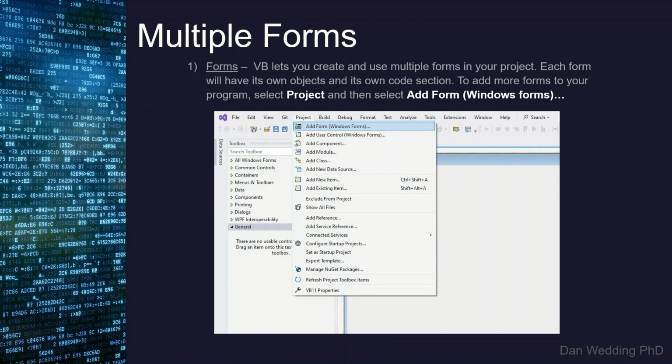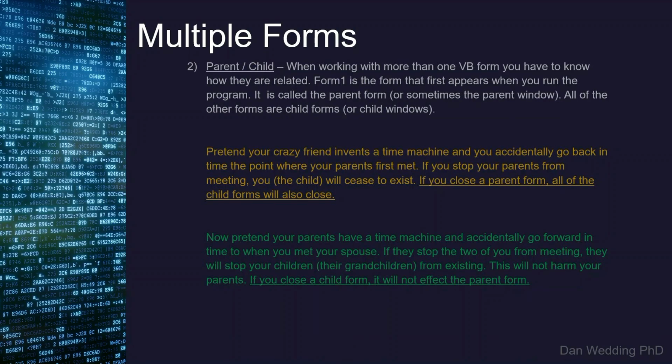VB lets you create and use multiple forms in your project. Each form will have its own objects and its own code section. When working with more than one VB form, you have to know how they are related. Form 1 is the form that first appears when you run the program. It is called the parent form. All of the other forms are child forms.